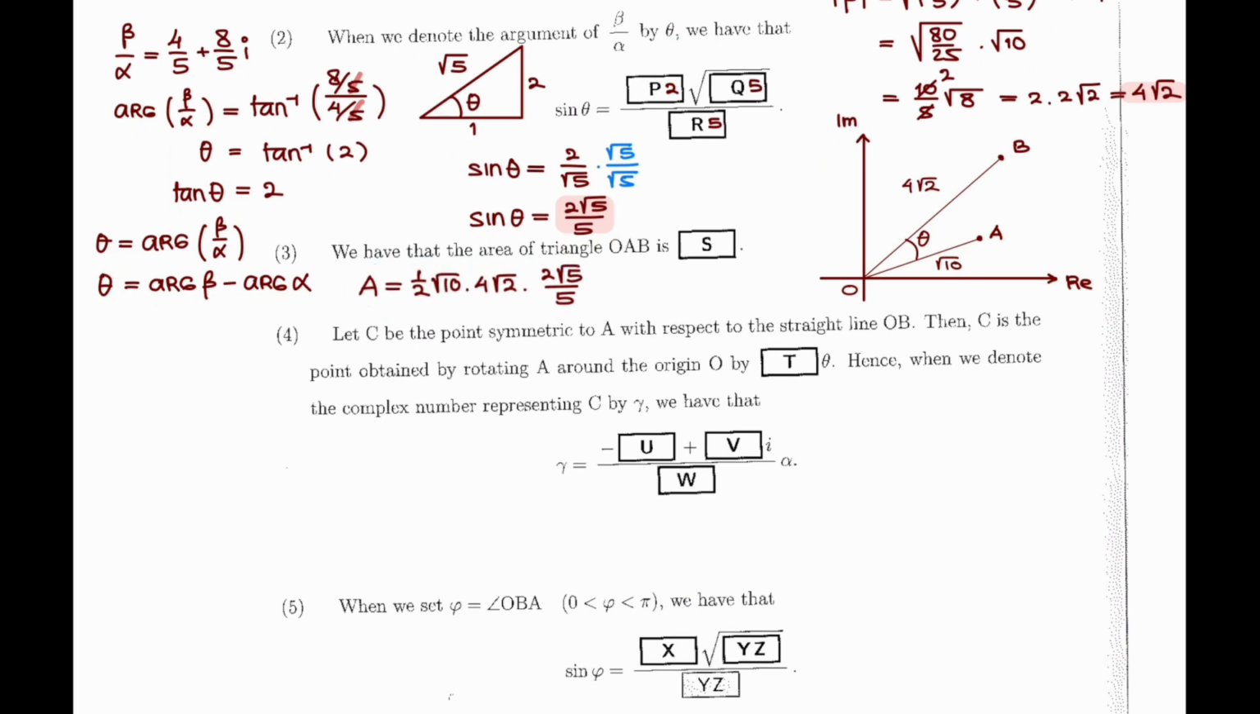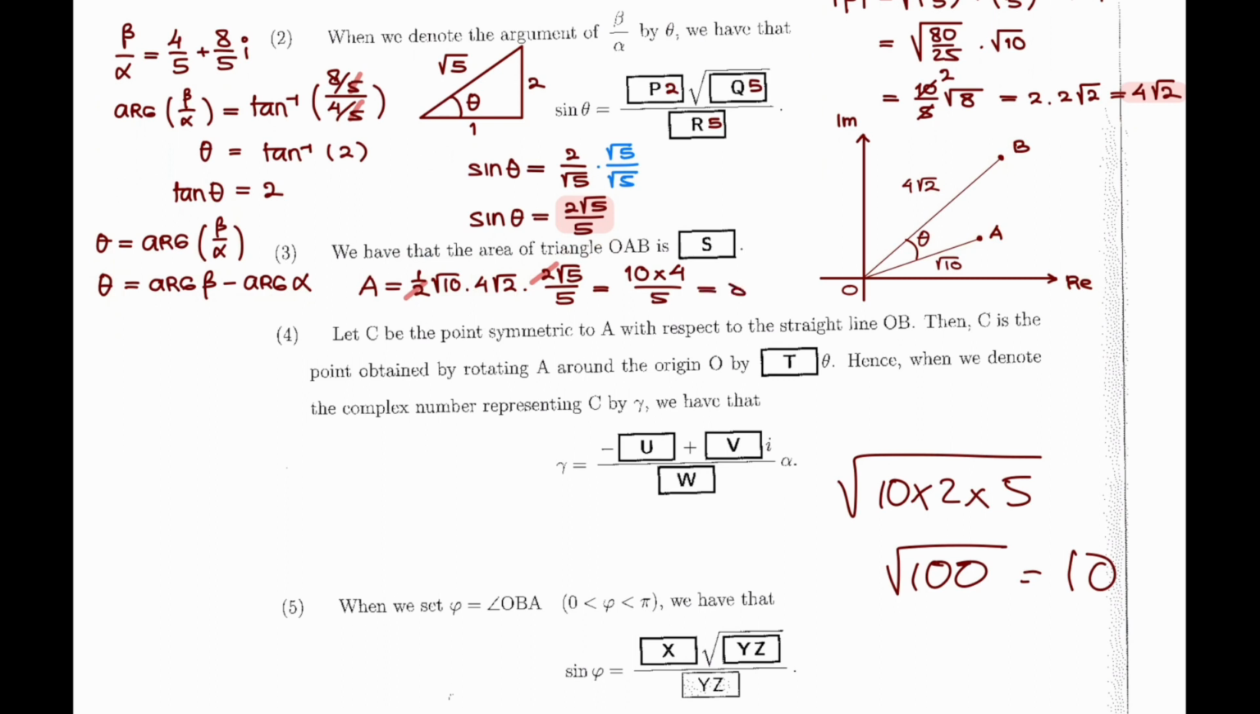By simplifying this expression, you can find the area of the triangle. I can cancel out these two first. And then square root of 10 times square root of 2 times square root of 5, that is square root of 10 times 2 times 5, you have square root of 100, which is equal to 10. So if you simplify all the square root form, you have 10 times 4 divided by 5, then my final answer is 8. This is the area of triangle OAB. So my answer for question number 3 is 8.